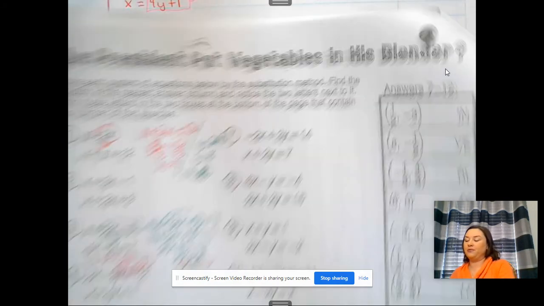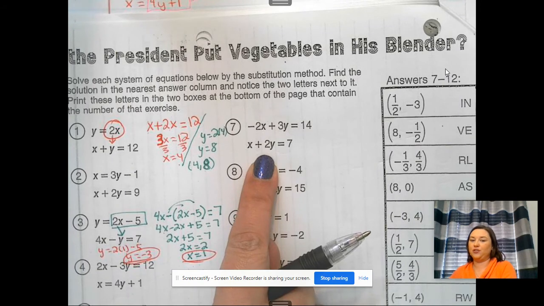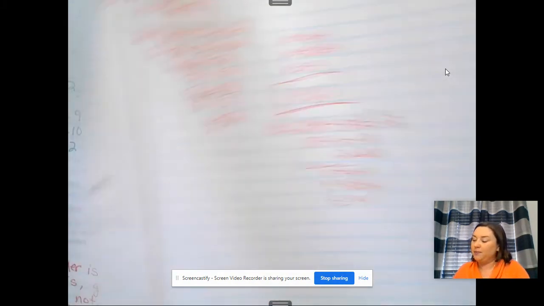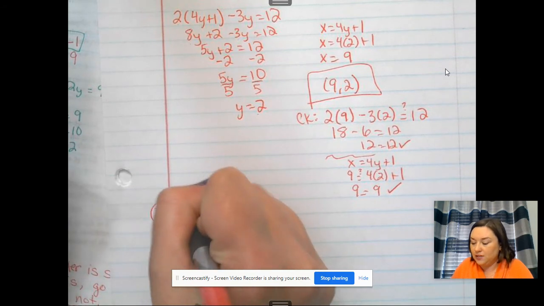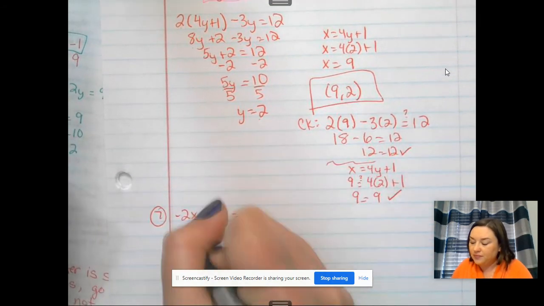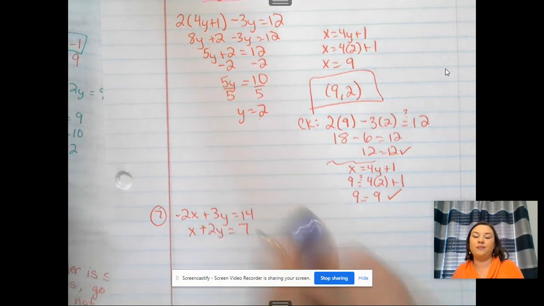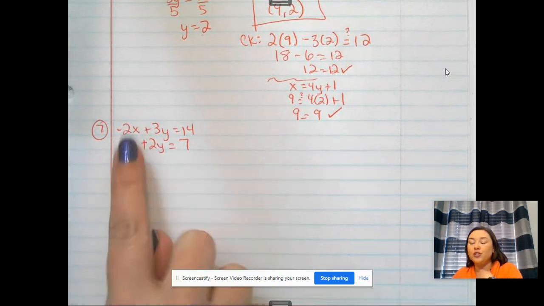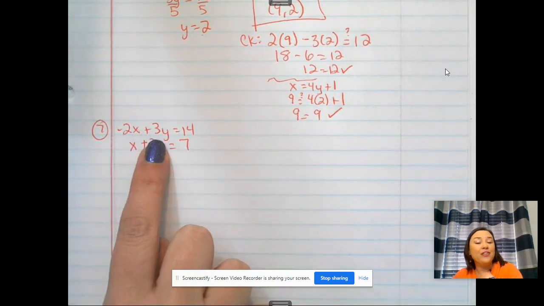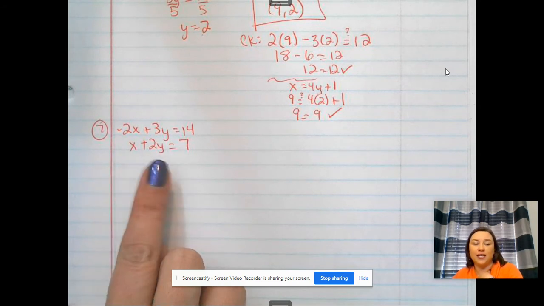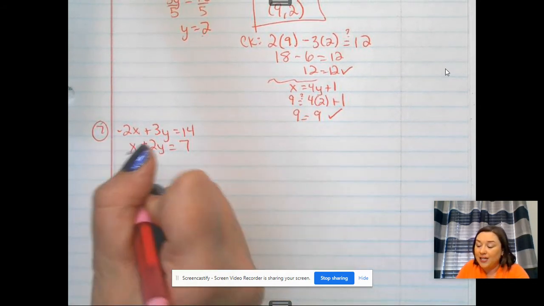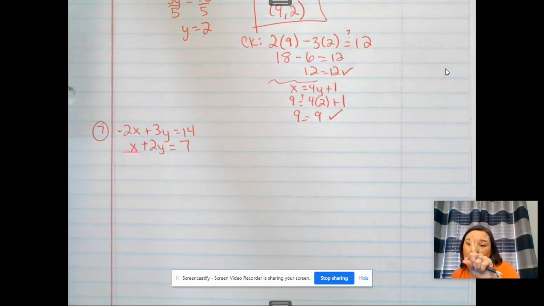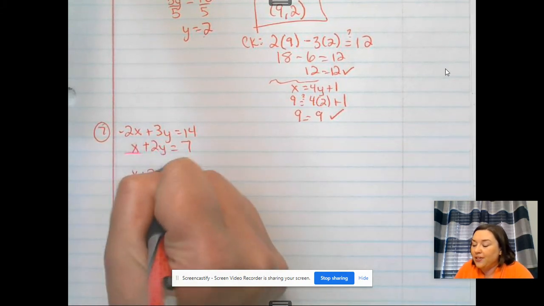Now, I want to do one more problem from this sheet with you. I want to do number 7 with you. So I am going to take number 7 and copy it onto this sheet. So negative 2x plus 3y equals 14, and x plus 2y equals 7. Now, what's different about number 7 is neither letter is solved for already. So we have to solve for a letter. And I want you to know you could solve for x in the first one, you could solve for y in the first one, x in the second one, or y in the second one. But the one that would be easiest to solve for is x in the second one because it has a coefficient of 1. If there's one of them that has a coefficient of 1, that is the one I suggest solving for.